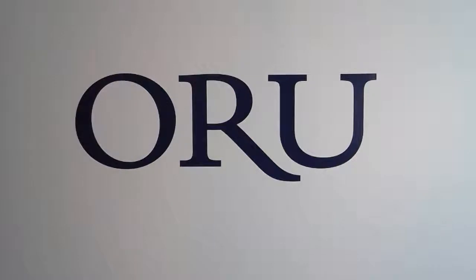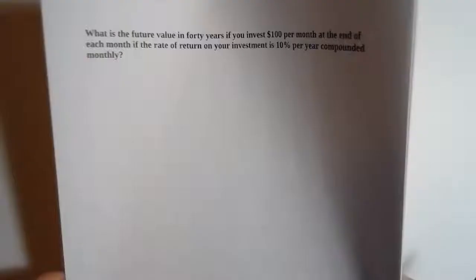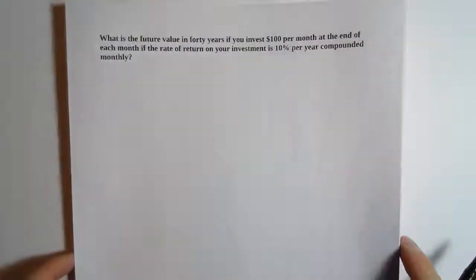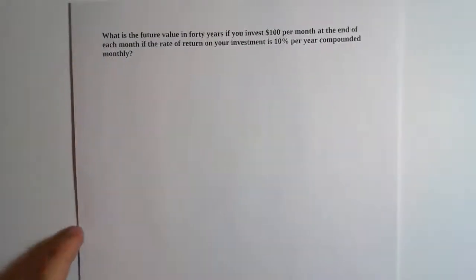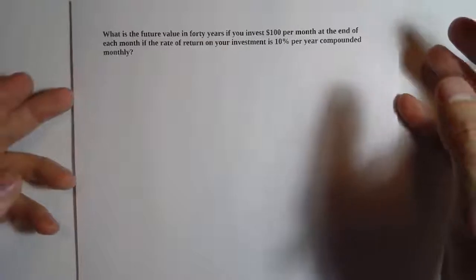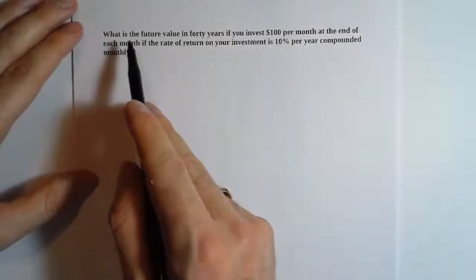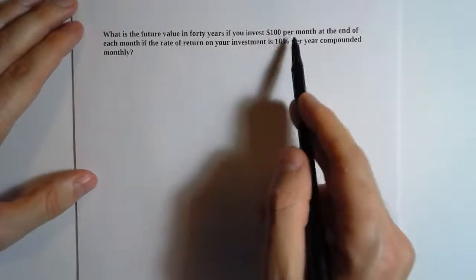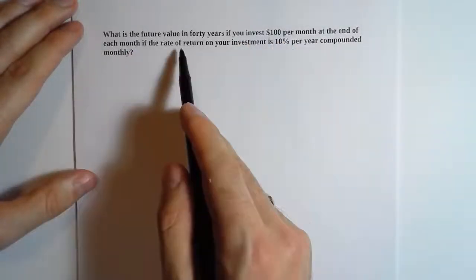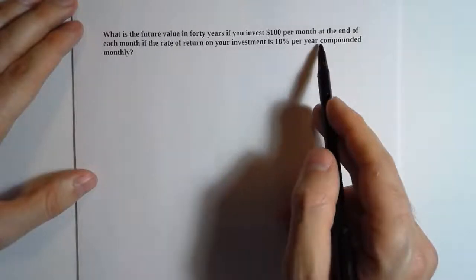Okay, so in this problem, we're going to find the future value of an annuity that's lasting for a long time. In this case, we aren't going to be doing this on a timeline because the problem is: what is the future value in 40 years if you invest $100 per month at the end of each month if the rate of return on your investment is 10% per year compounded monthly?